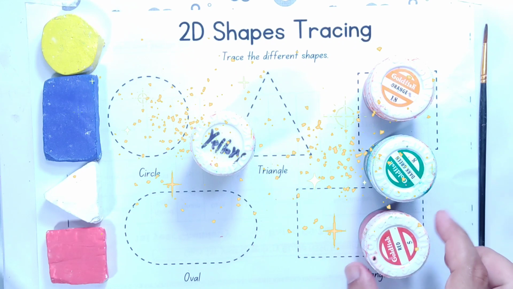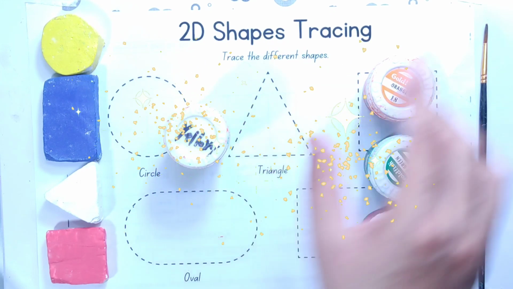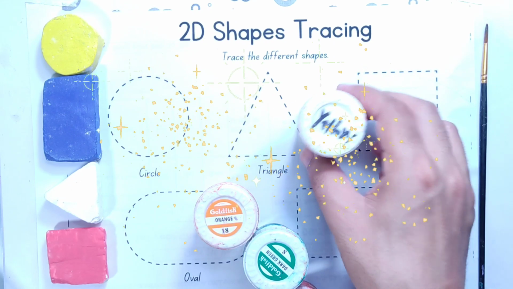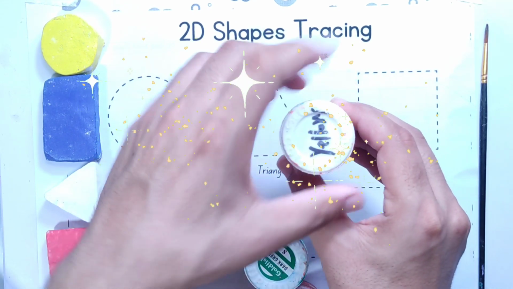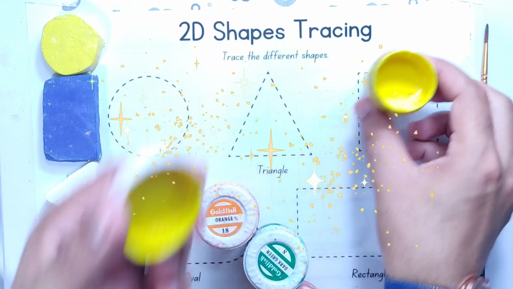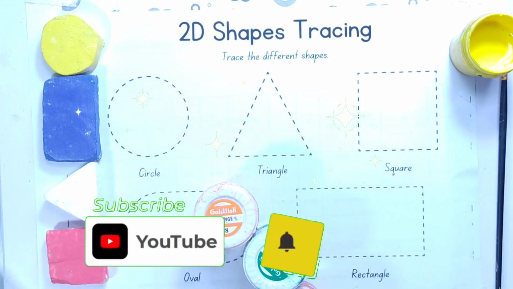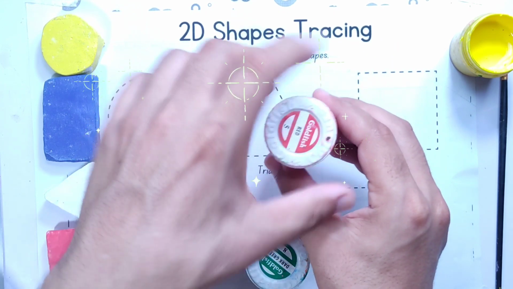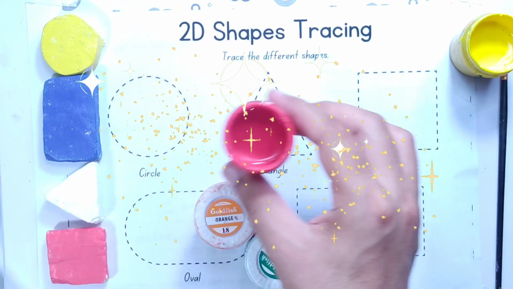So today we are drawing different shapes. We have different colors. So the first color is yellow color. This is yellow color. Here we have red color. This is red color.